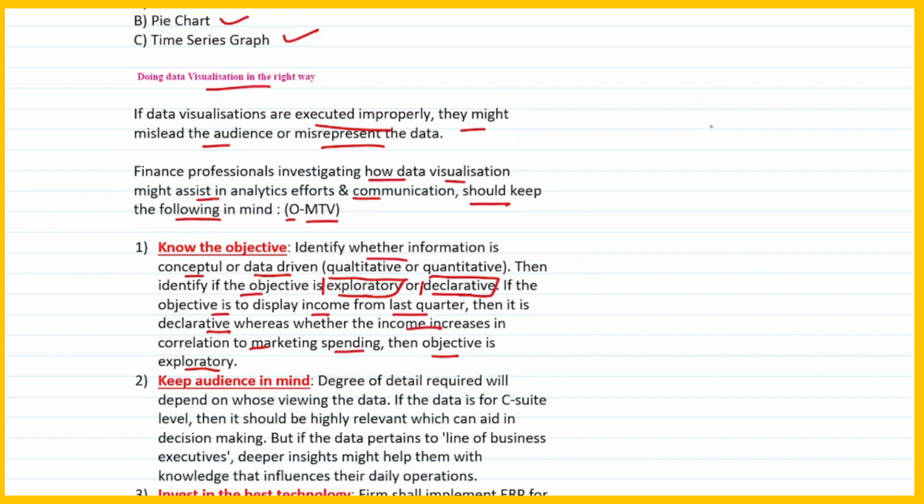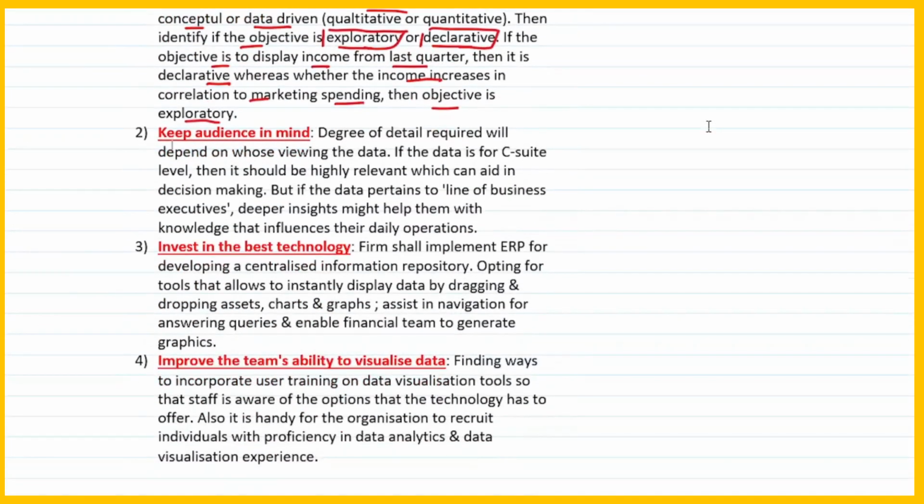Now let's come to the second point. The second point talks about the mind, that is M. So you have to make sure you keep what in mind? You keep the audience in mind. Audience is the receiver. Whosoever is using your data becomes your audience, right? So the degree of detail required will depend on who's viewing the data. So that is your audience.